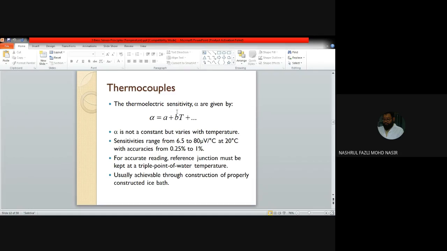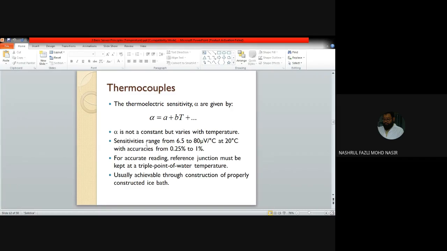So just have a look at the Seebeck. The form is nearly the same, but you replace it with constants A and B. Alpha is not a constant but varies with temperature. So you have to remember that. Alpha is not a constant, so it will be different with the temperatures.